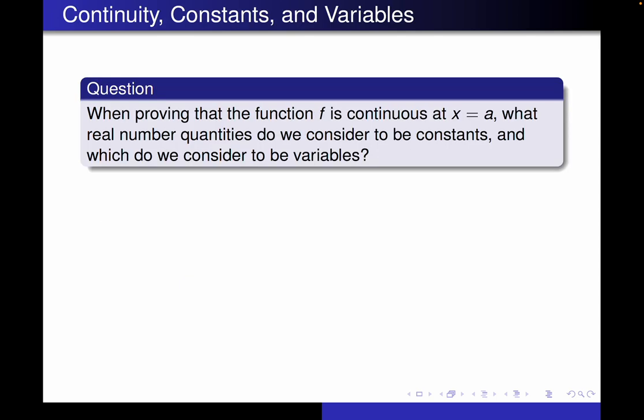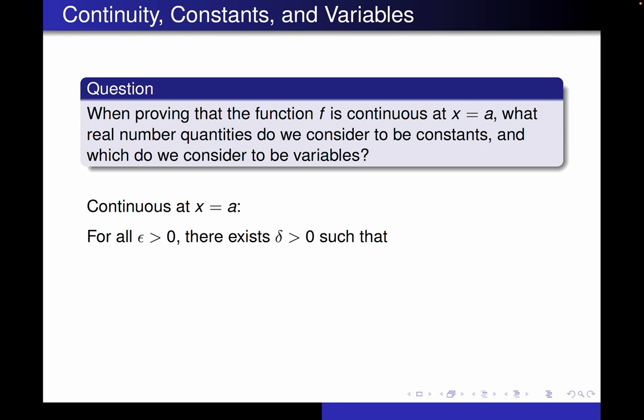So when we were proving that the function f is continuous at, say, x equals a, we want to ask the question, what real number quantities were we considering to be constants and which we were considering to be variables? So continuous at x equals a, the official definition is for all epsilon greater than 0, there exists delta greater than 0, such that whenever x is a real number with absolute value of x minus a less than delta, then absolute value of f of x minus f of a is less than epsilon. And there are a lot of variables in there. We see, or unknowns I should say, epsilon, delta, x, f of x, a.